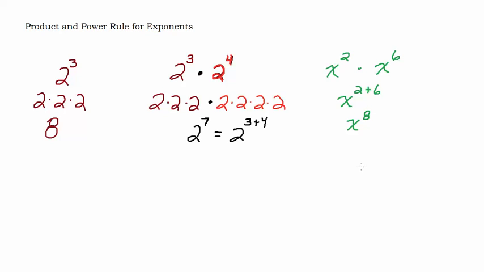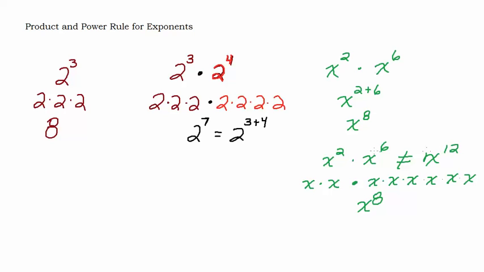And if you're not convinced of that yet, you could actually write the whole thing out. X to the second power is x times x. X to the 6th power is 6 of these x's multiplied together: 1, 2, 3, 4, 5, 6. And if we multiply both of those together, we're going to end up with x times itself 8 times. So it's x to the 8th power. It is not x to the 12th power. Alright, we do not multiply these exponents together when we're multiplying something with a common base.